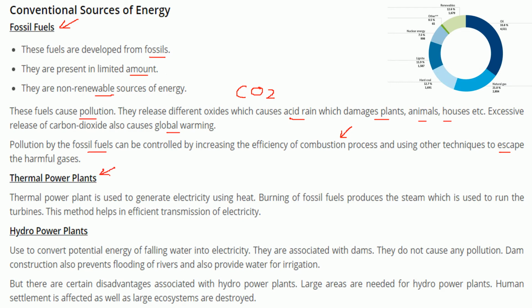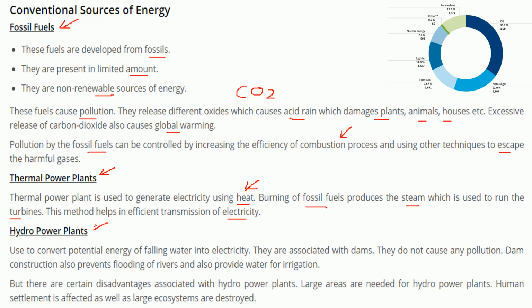Thermal power plants. These thermal power plants are used to generate electricity using heat. Here also, the burning of fossil fuels is done, this produces steam, and this steam in turn is used to turn the turbines, and then the turbines will create the electricity. So this method helps in efficient transmission of electricity.